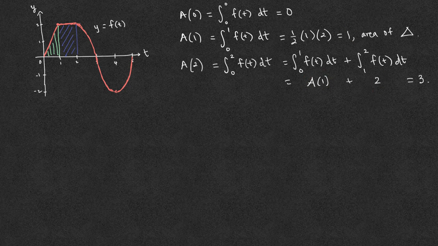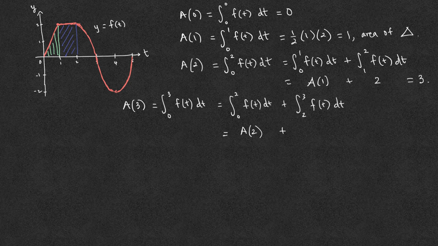A of 3 is the integral from 0 to 3 of f of t dt, which is the integral from 0 to 2 of f of t dt plus the integral from 2 to 3 of f of t dt. Remember, by the definition, it is the area so far. The first integral is A of 2, and the second integral is the signed area under the curve above the x-axis, and we estimate that it is about 1.3, and so A of 3 is 4.3.